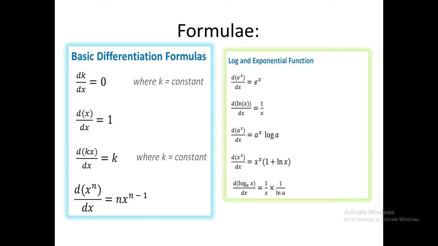d by dx of a to the power of x. Previously we learnt x to the power of n, now it is a to the power of x. If a is any constant, then d by dx of a to the power of x is a to the power of x into log of a. d by dx of x to the power of x is x to the power of x into 1 plus ln x. d by dx of log base a of x is equal to 1 by x into 1 by ln a.